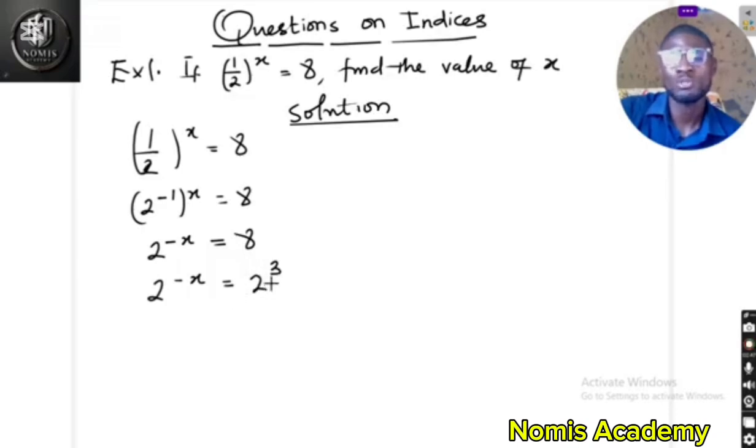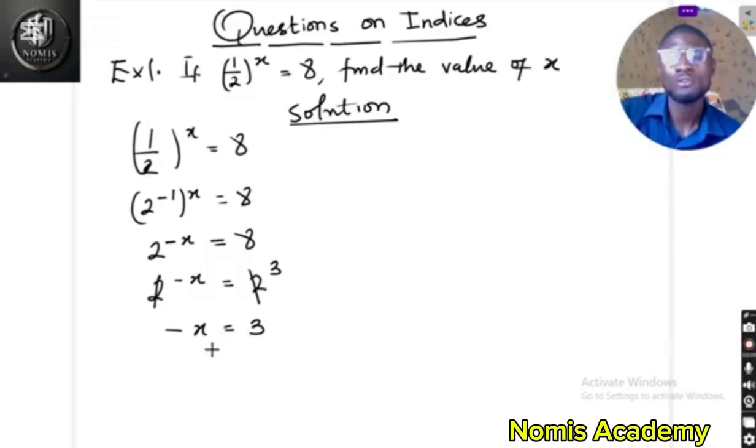Do you agree with me that 2 raised to the power of 3 is 8? Yes, you should. So 2 times 2 times 2. 2 times 2 is 4. 4 times 2 is 8. So we have 8. So this now looks exactly like this. Since this looks exactly like this, then I can say this goes for this. So minus x is equal to 3.